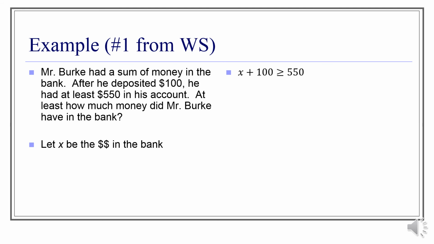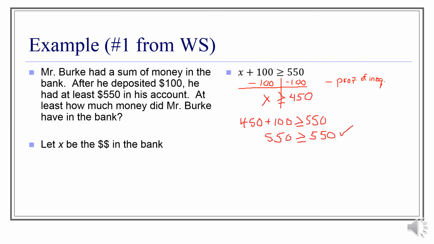To solve this inequality from here, I want to use the subtraction property of inequality by subtracting 100 on both sides of the inequality. I then have X is greater than or equal to 450. Checking for truth below, and it is a true statement that 550 is greater than or equal to 550. So therefore, Mr. Burke had at least $450 in the account.